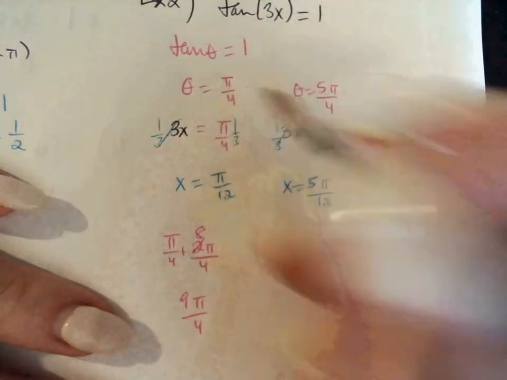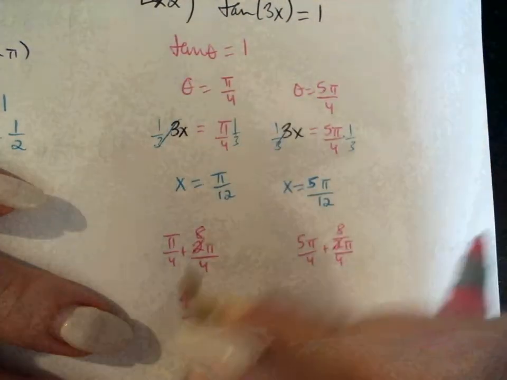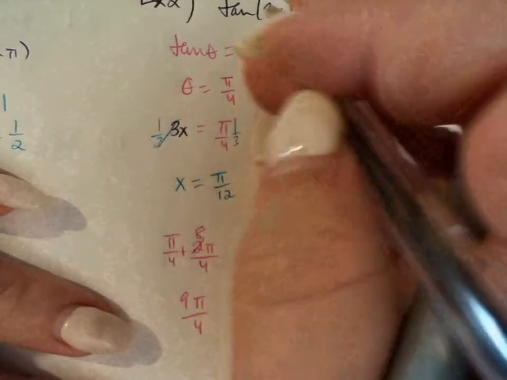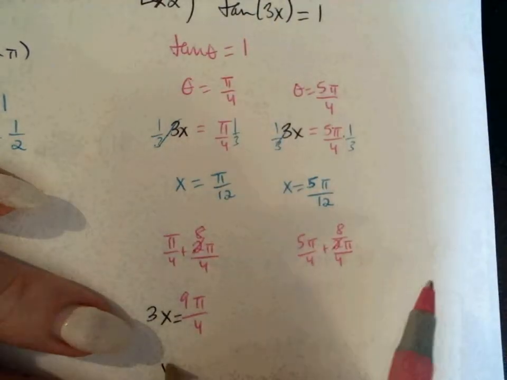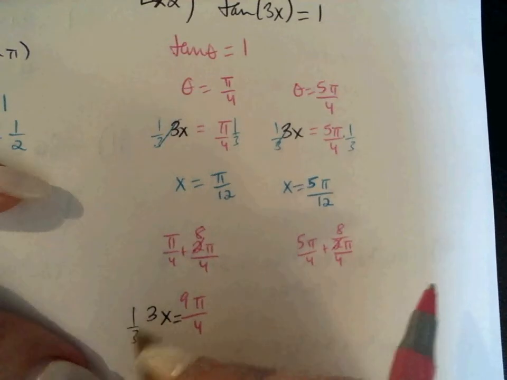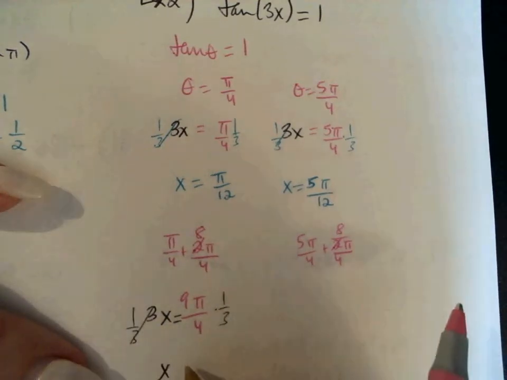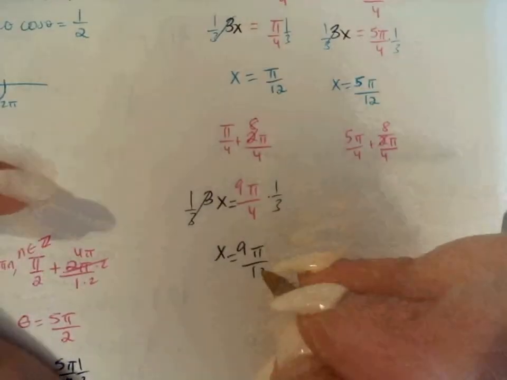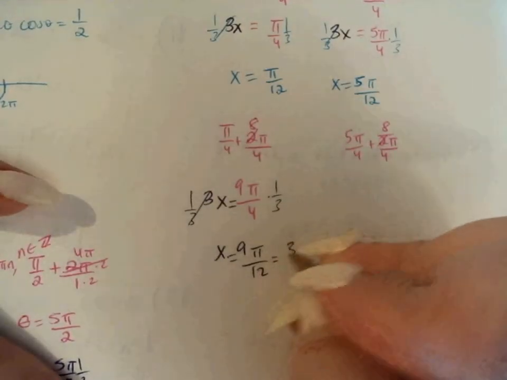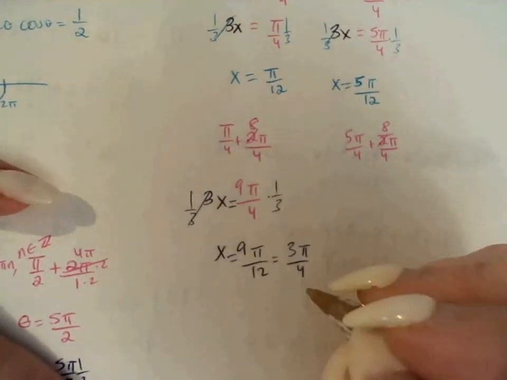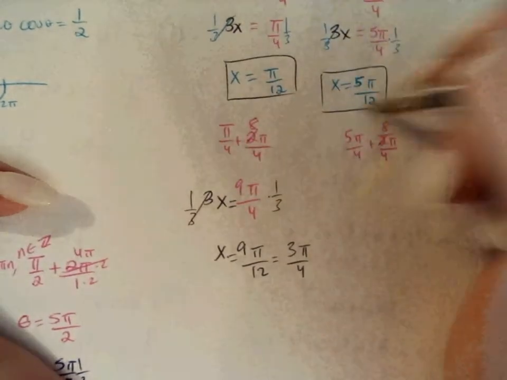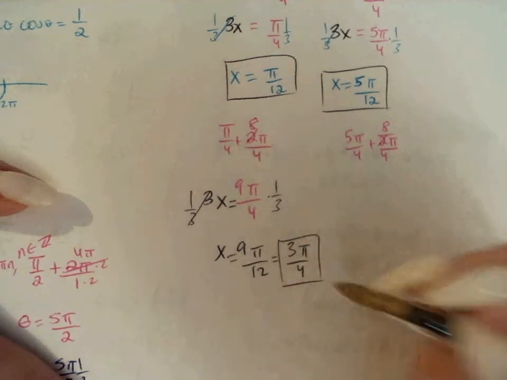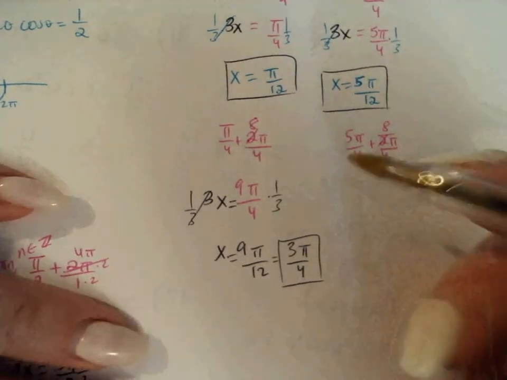This is still true. Tangent will equal 1 at 9 pi over 4. But our theta is in fact 3x. And if I solve that equation and I multiply both sides by 1/3, then I get 9 pi over 12, and 9 pi over 12 simplifies to 3 pi over 4. That's still in the first quadrant, which means that's also an answer. So far I've got pi over 12 and 5 pi over 12. I've got 3 pi over 4. Let's talk about this one.